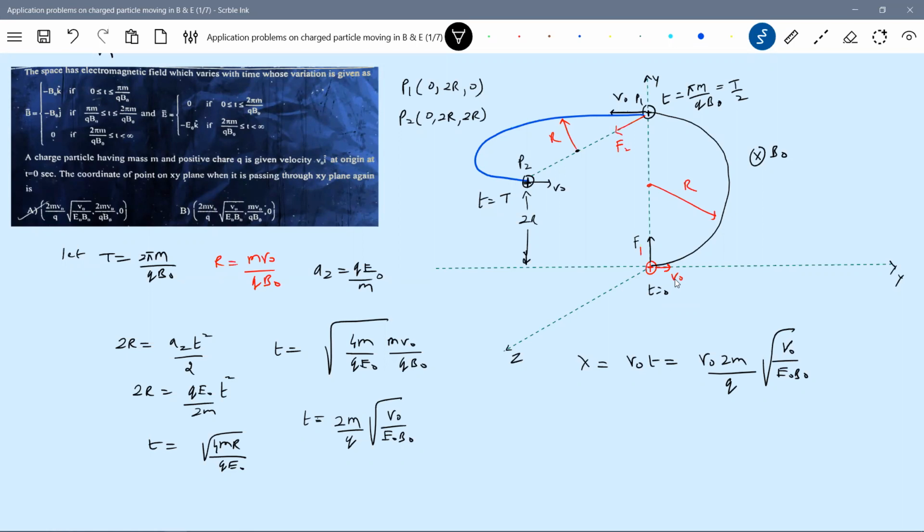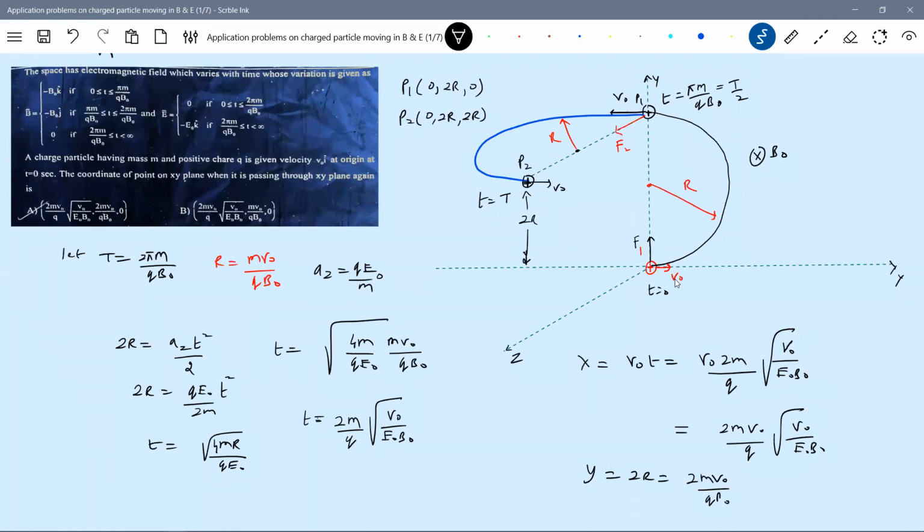What shall I go for? This will be the x coordinate and the y coordinate. The y coordinate is already 2mv, so I'll write it. Further simplification of this will be 2mv naught by q b naught. Now what about the y coordinate? The y coordinate is 2r, which is equal to 2mv naught by qb naught.